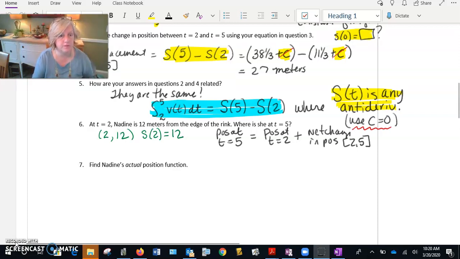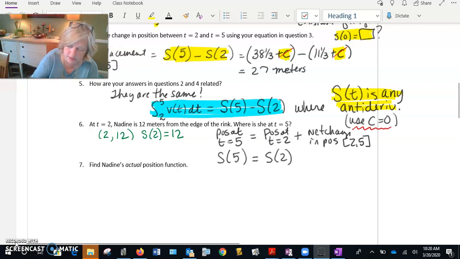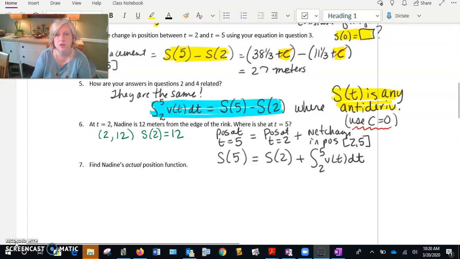Now let's put this in terms of the definite integral. So when we look at that, our position at 5 is going to be s of 5. Our position at 2 is going to be s of 2, plus our net change from 2 to 5 of v of t dt. So this is the key idea of the fundamental theorem of calculus. Where I currently am, 5, is going to equal where I was at 2, adding her net change in.